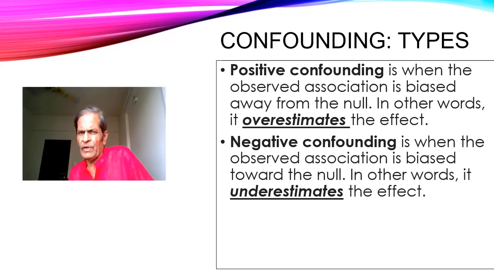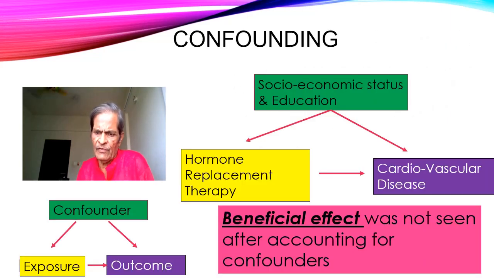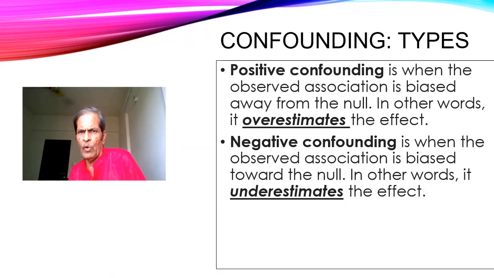There are two types of confounding. One is called positive confounding, when the observed association is biased away from the null. In other words, it overestimates the effect. The example which we have given is a type of positive confounding. It is biased away from the null. If this positive confounding is there, there will be higher chances of rejecting the null hypothesis though it is true. So a true null hypothesis will be rejected, and type 1 error will occur. So it overestimates the effect.